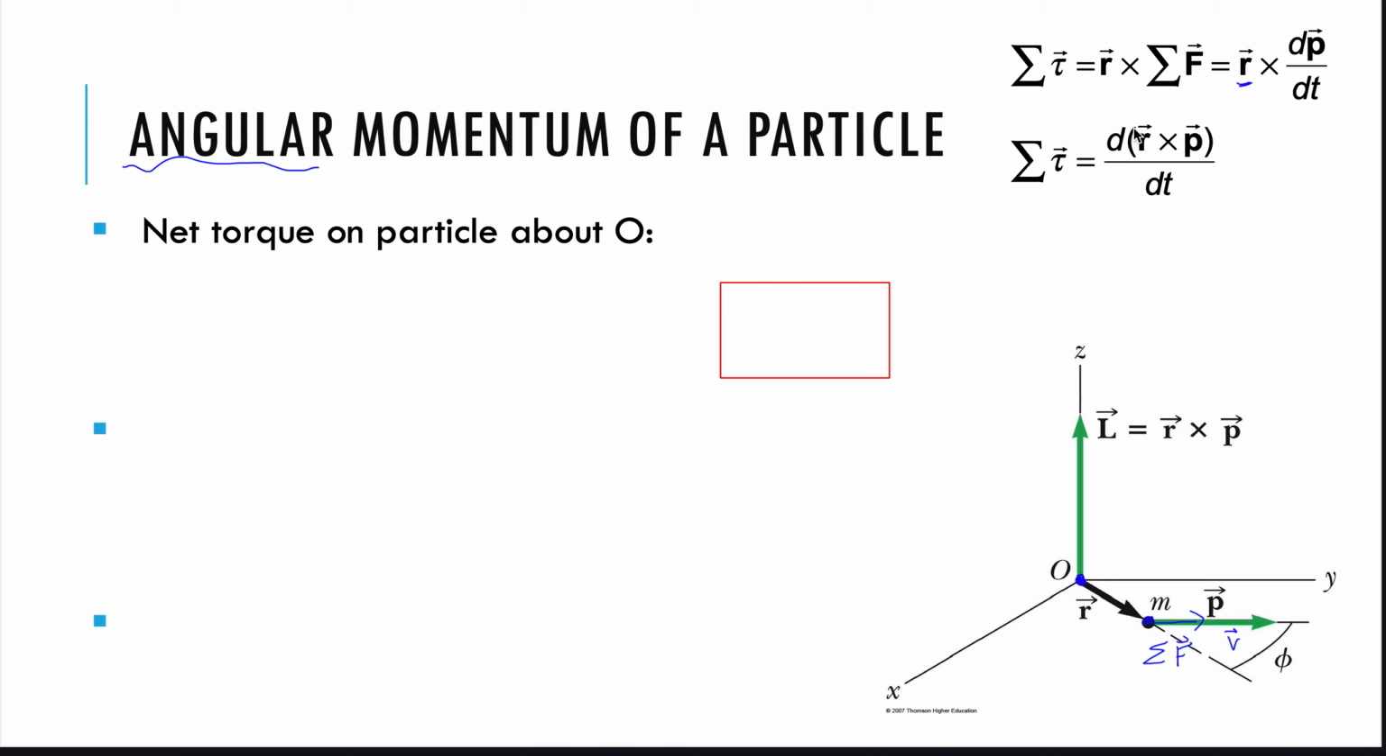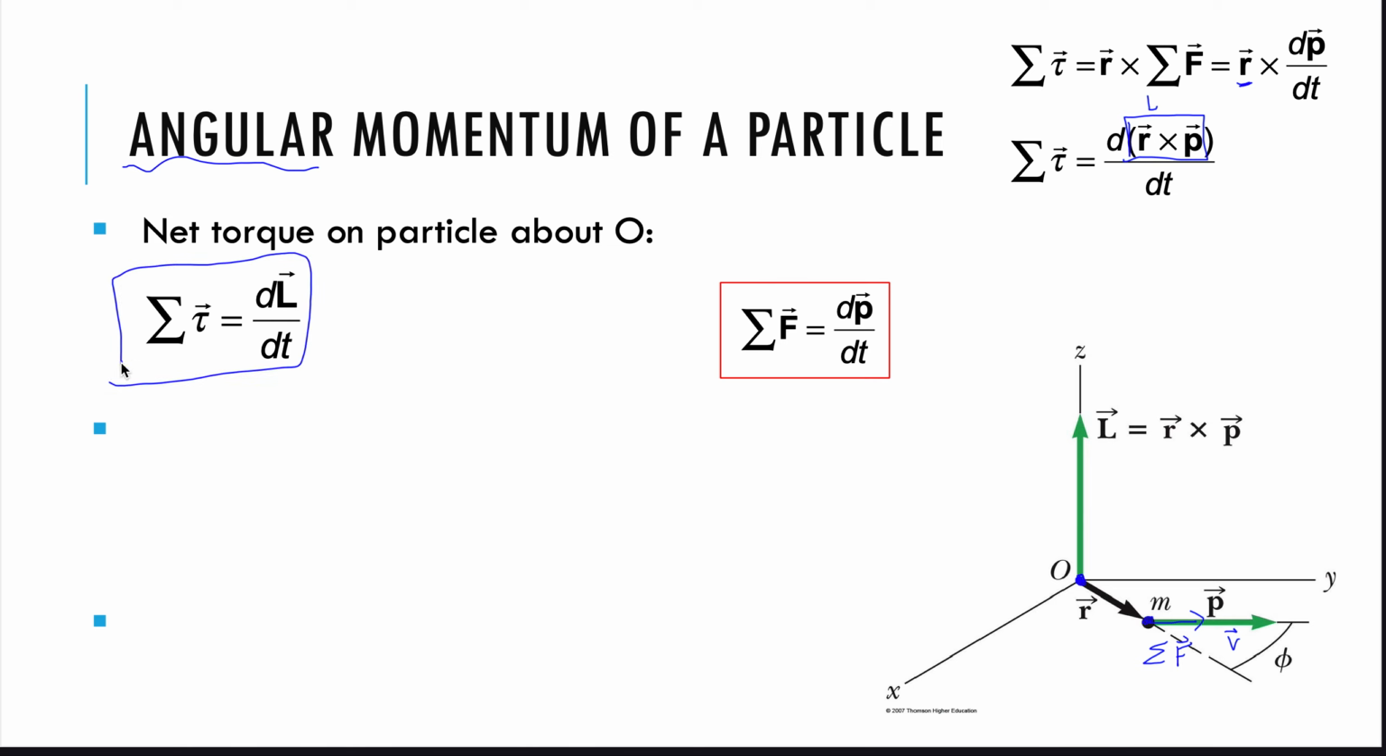What we're going to do now is call this quantity here L. So that means that the net torque on the particle about the origin is a derivative of L with respect to t. Does this equation look familiar? Hopefully it does. It looks a little bit like Newton's second law. The sum of the forces is a derivative of the momentum with respect to time. So this expression right here is the rotational equivalent of Newton's second law. The forces get replaced with torque, and P gets replaced with L.